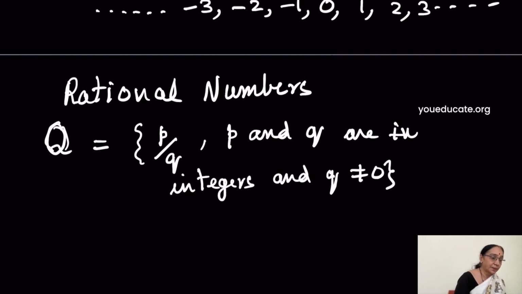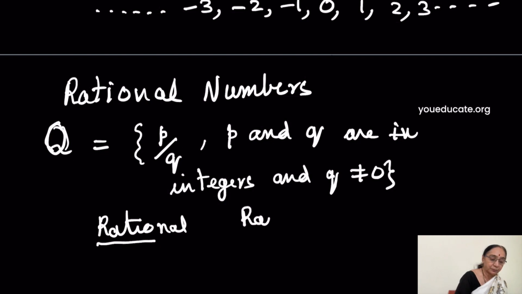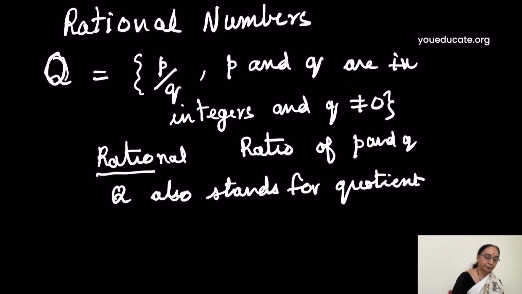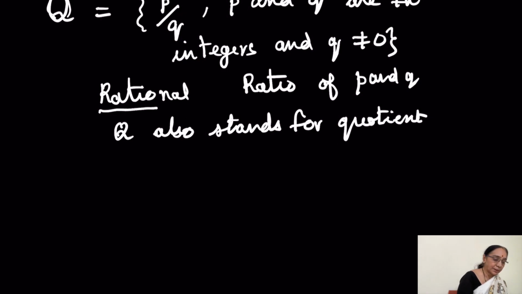You'll be wondering why we give the name rational to these numbers. Rational, as you can see, includes the word ratio. Here we are taking the ratio of P and Q. And the Q also stands for quotient, the numerator divided by the denominator. That's the reason we are denoting it with Q.